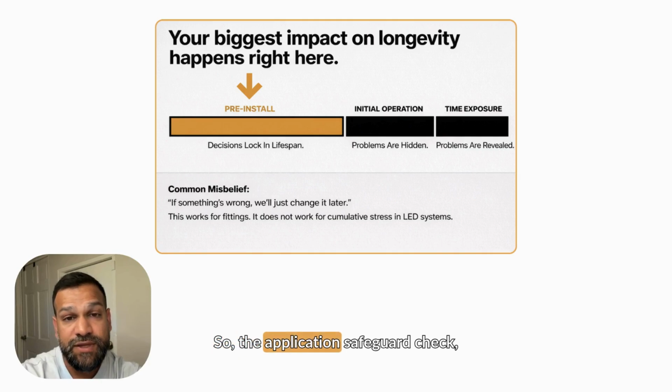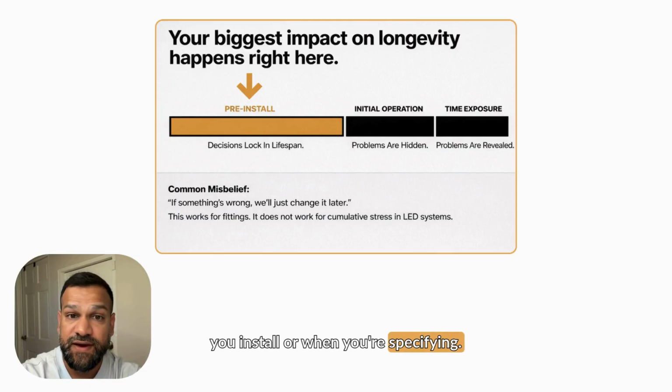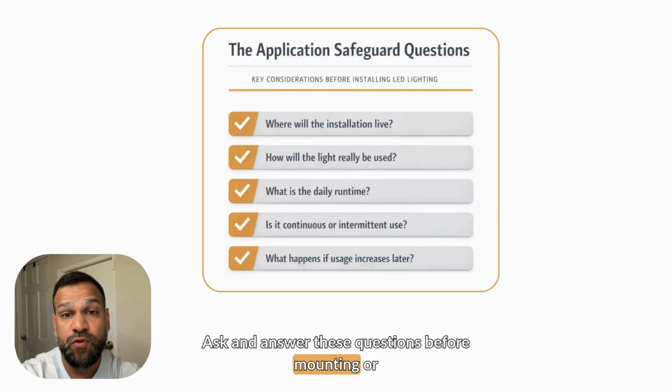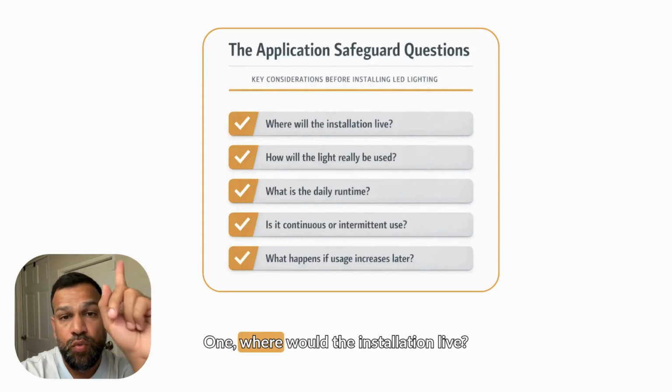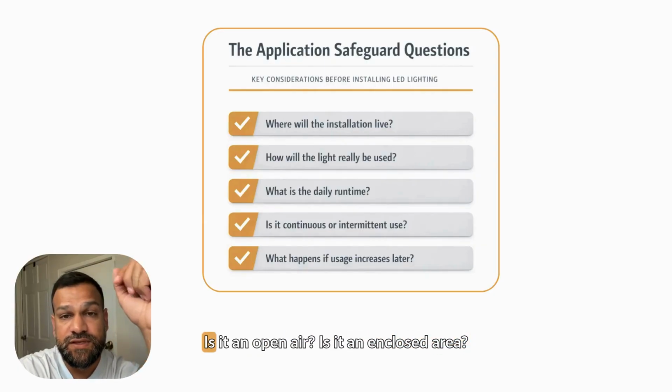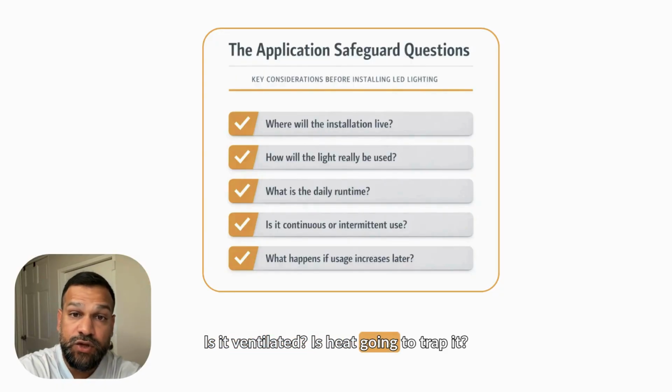So, the application safeguard check: use it before you install or when you're specifying. Ask and answer these questions before mounting or wiring. 1. Where will the installation live? Is it open air? Is it an enclosed area? Is it ventilated? Is heat going to be trapped?